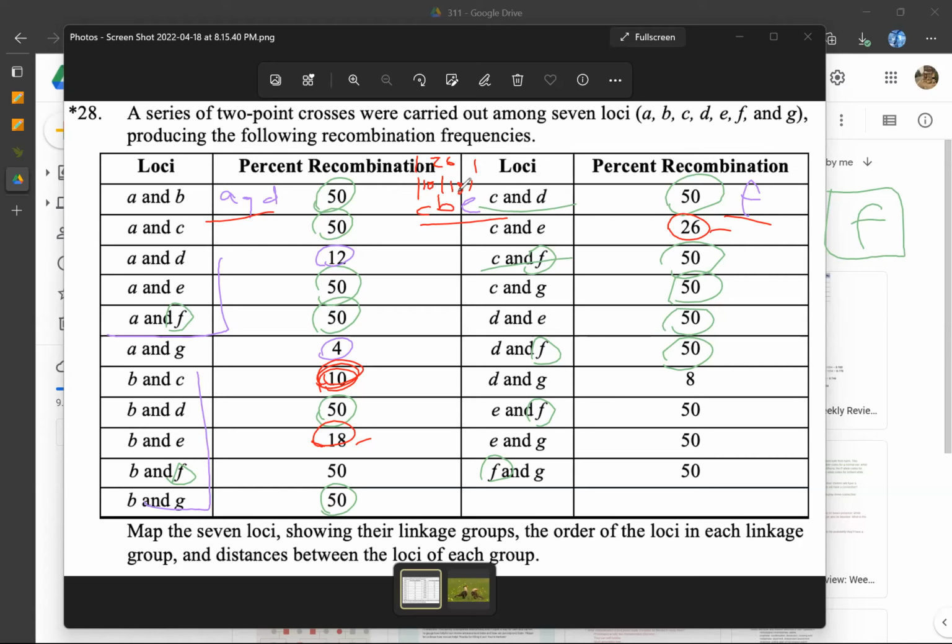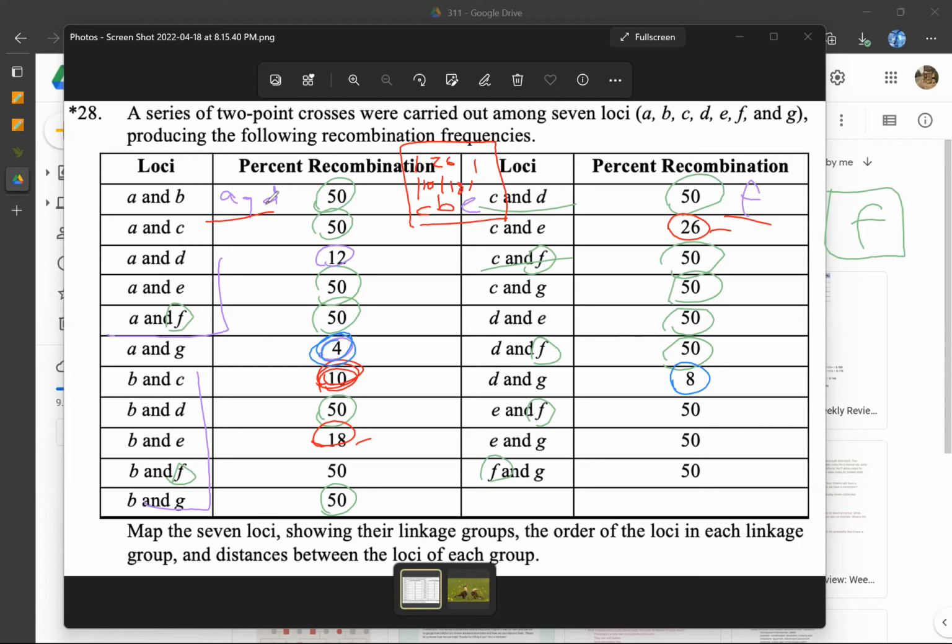Excuse me. And so now that we have sorted out this section and we know the relative distances, let's try and sort out this section. So we have A, G, and D. So A is, I'm going to switch colors again. So A is really close to G. A is kind of close to D. So how is D relative to G? D relative to G is 8. So D is closer to G than it is to A.